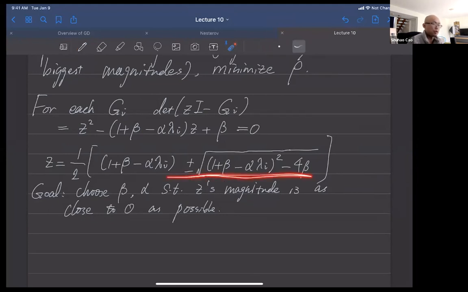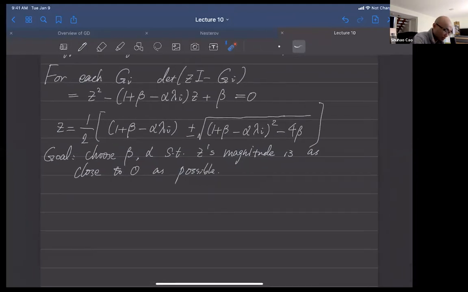If this is real, it's pretty simple. If this term is greater than 4 beta, then it's pretty straightforward. We just choose the bigger one, so the plus one. Then we take the derivative with respect to alpha and beta, formulate the equation, and solve it. However, if we look at this expression, we'll find something very interesting. First of all, let's look at the discriminant, 1 plus beta subtract alpha lambda, squared. Beta is something between 0 and 1, right?